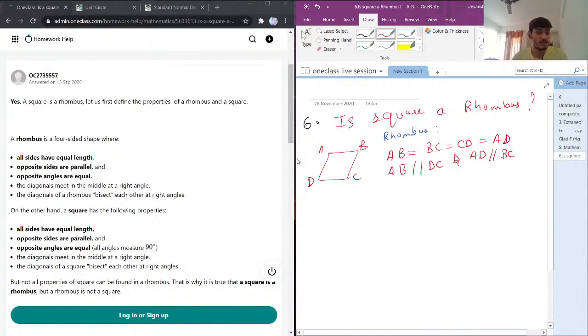Now, it is saying that opposite angles are equal. So basically, these angles are equal. I'll just write how: angle ADC equals angle ABC, and angle DAB equals angle DCB.